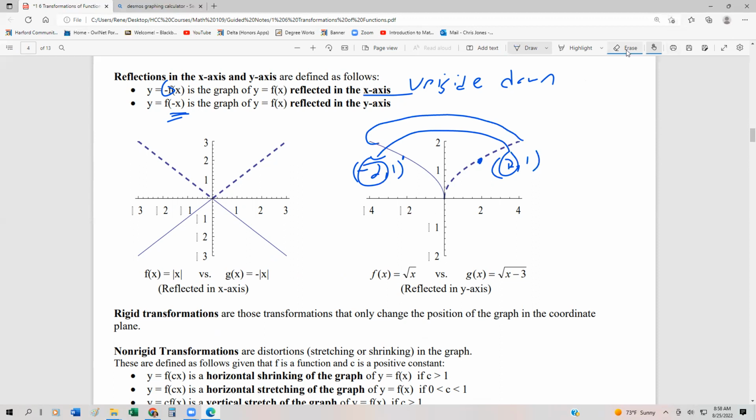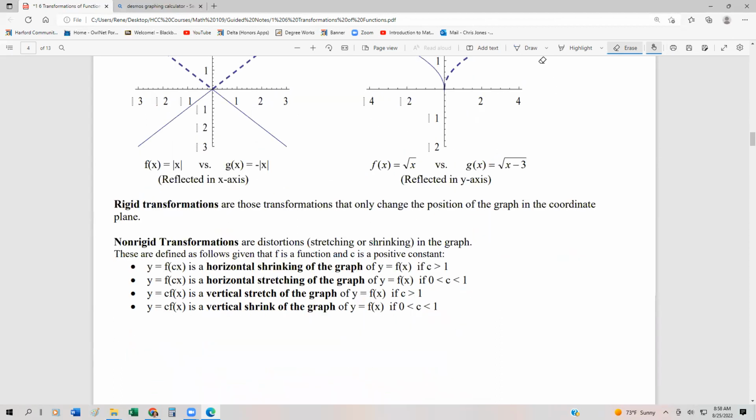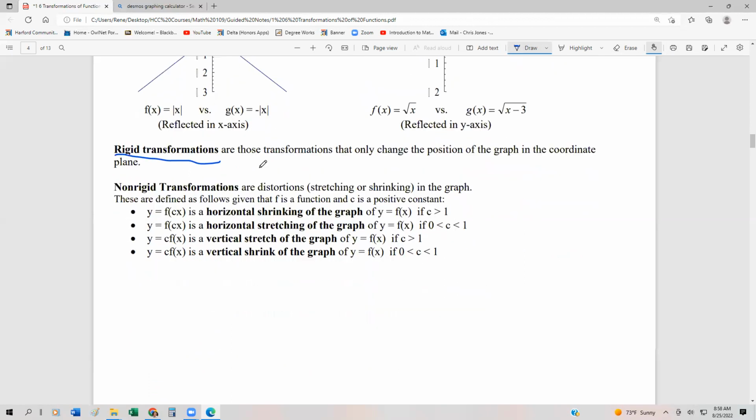Now, there are other kinds of transformations as well, other than the reflections in the axes. There's shrinking, as well as compressions, or stretching. And we have these rigid transformations. Those are the ones that we've studied. Rigid are vertical and horizontal.